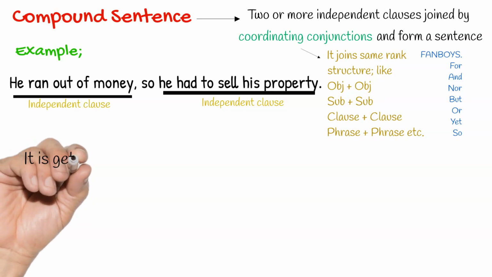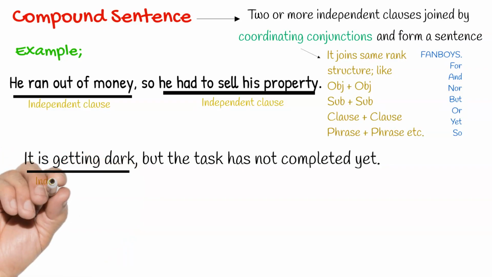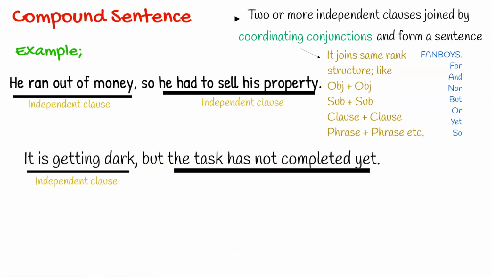It is getting dark, but the task has not completed yet. Here it is getting dark is one independent clause, and the task has not completed yet is another. These two clauses are joined by the conjunction but, and these two clauses can convey their meaning without taking the help of each other. That is why it is a compound sentence.